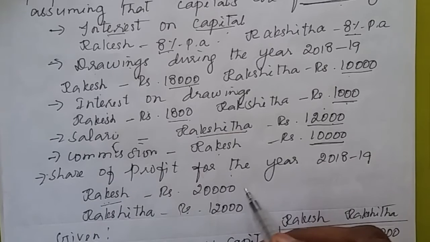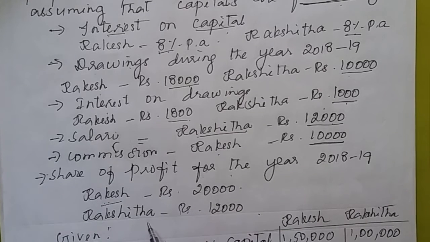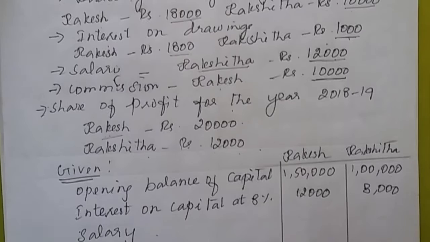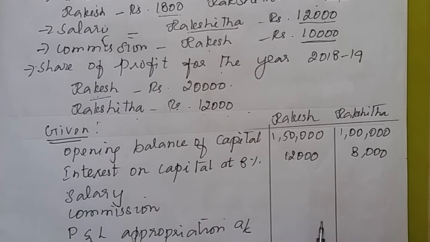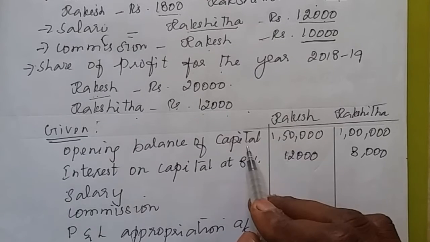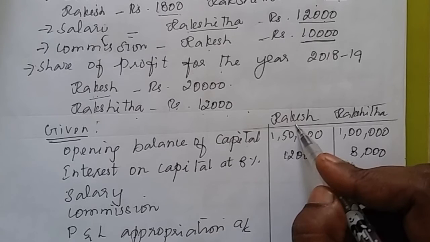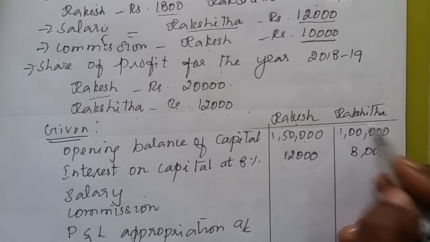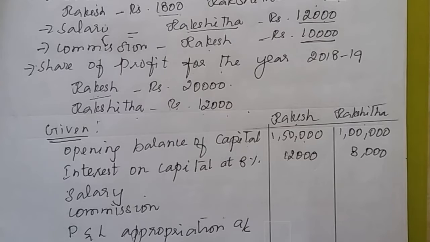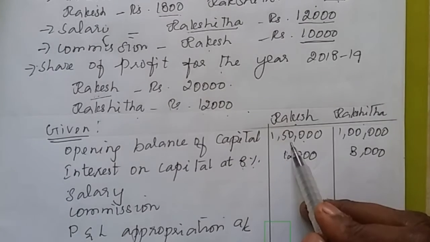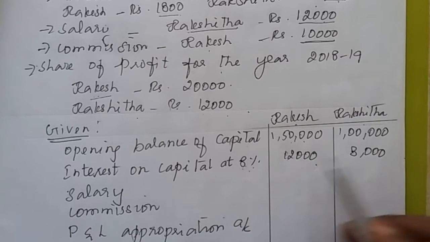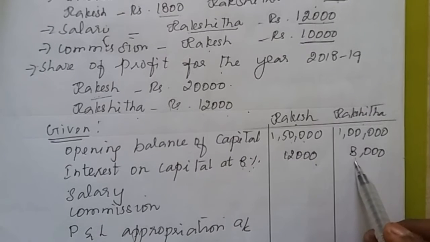Rakesh's share of profit is how much? 20,000. And Rakshita's share of profit is how much? 12,000. Just before we do the problem, we have to write the given values so that we feel easy to post these entries in the ledger. Opening balance of capital: 1,50,000 for whom? Rakesh. 1 lakh for whom? Rakshita. Is it clear? Then interest on capital is how much? 8%. 8% on 1,50,000 comes to 12,000. 8% on 1 lakh comes to 8,000.